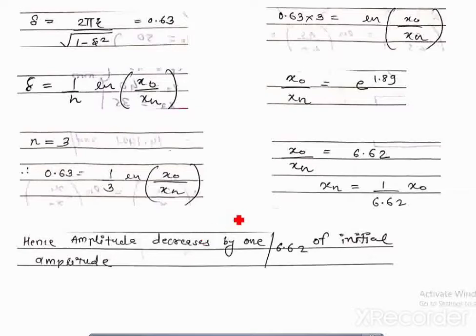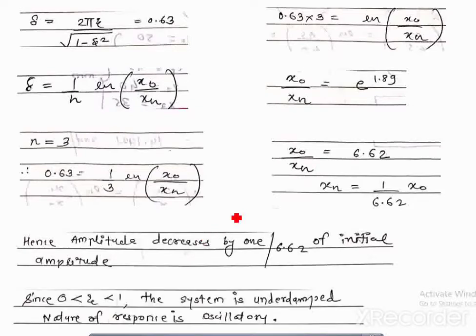And now they have asked what is the nature of the response. Very simple. Since zeta is less than 1 and greater than 0, the system is underdamped and the nature of the response is oscillatory. Is it okay? I hope you have understood this problem. Okay.